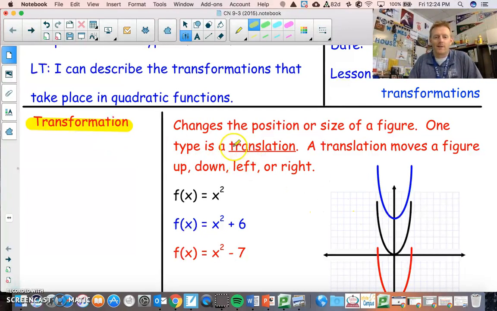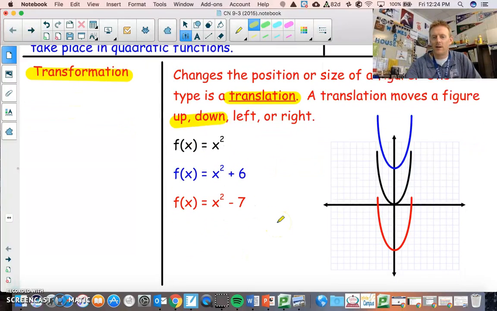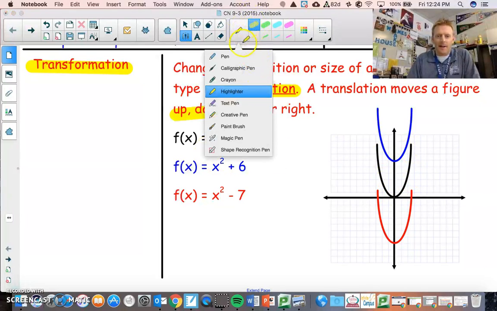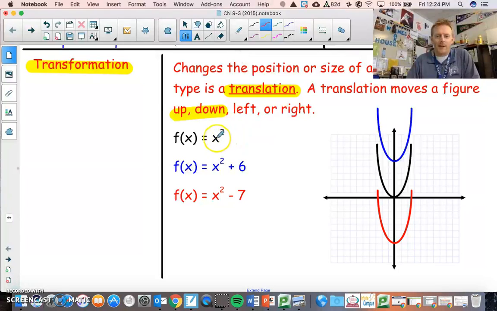So here's a translation. It's when we slide something left, right, up, or down. And we're going to talk about just things going up or down with our current information that you see on the screen now. So our parent graph is this black line parabola. It is f of x equals x to the second power.